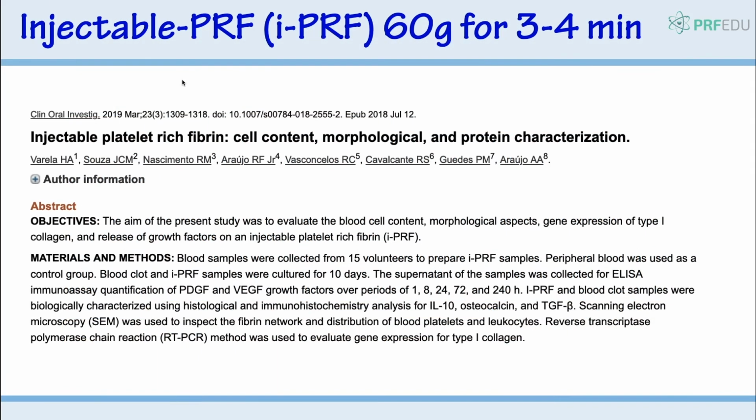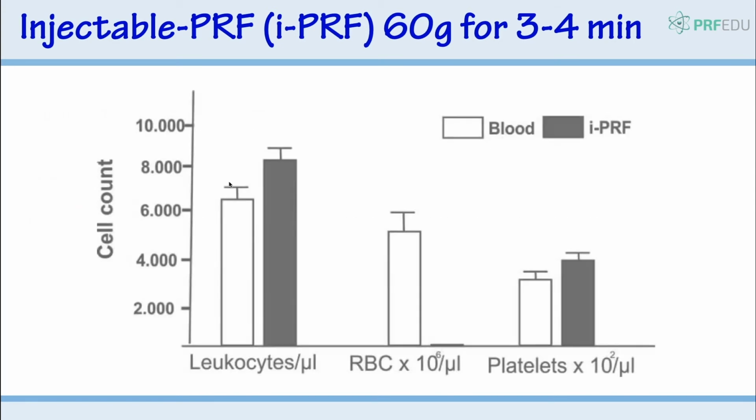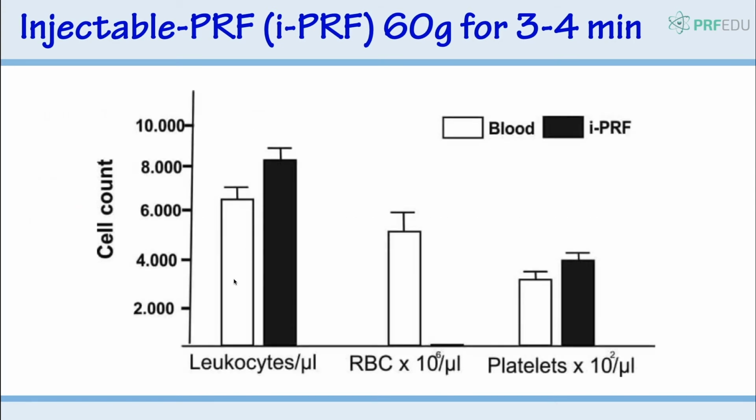I remember seeing another paper, published in 2019, titled Injectable Platelet-Rich Fibrin, Cell Content, Morphological and Protein Characterization. In this study, one of the goals was to look at IPRF and really to characterize it. I was paying particular attention to some of the figures, because they were comparing leukocytes in blood versus IPRF, and they found only a marginal improvement in leukocytes, only about 30–40% more than whole blood, as well as platelets only being about 50% increased.